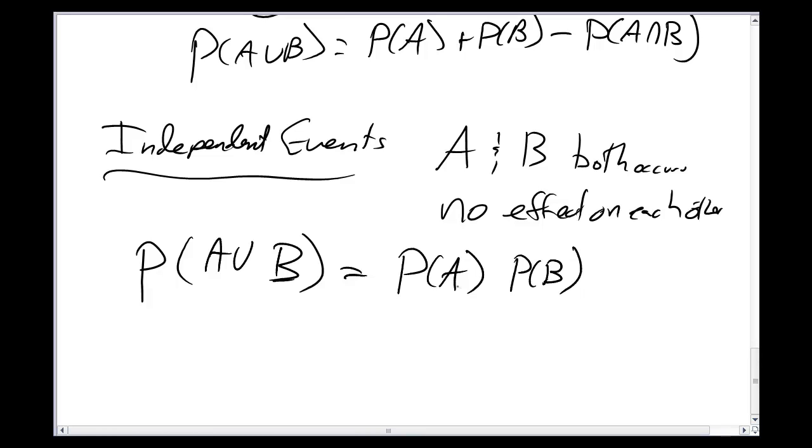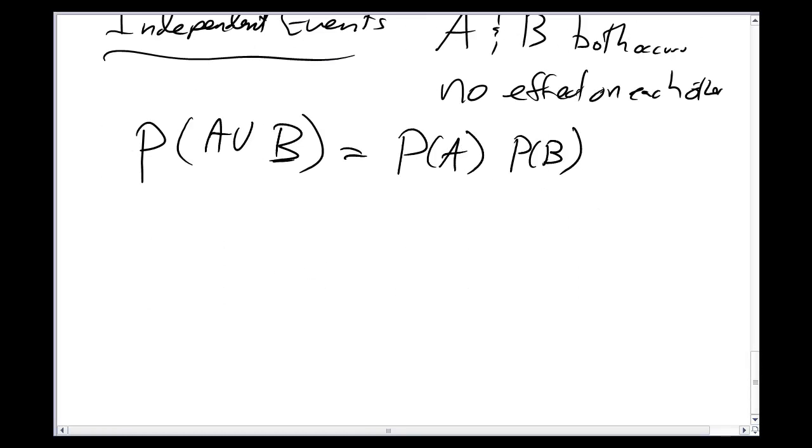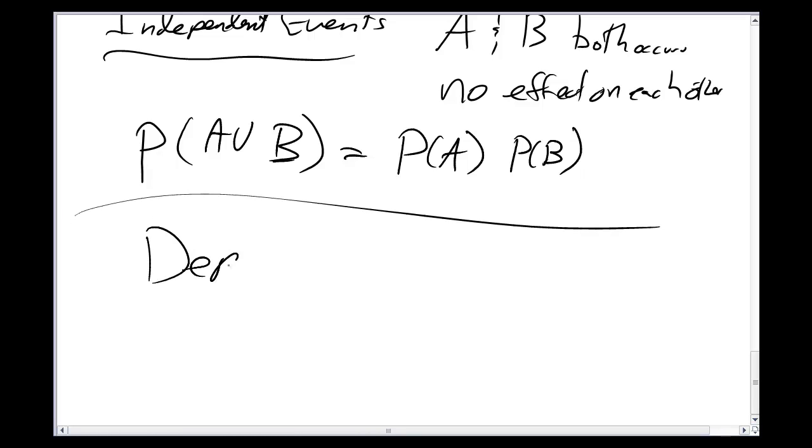On the other hand, I could have the idea of things where I don't have independent events. So I could have dependent events. This is where the two events occur, but one does have an effect on the other.